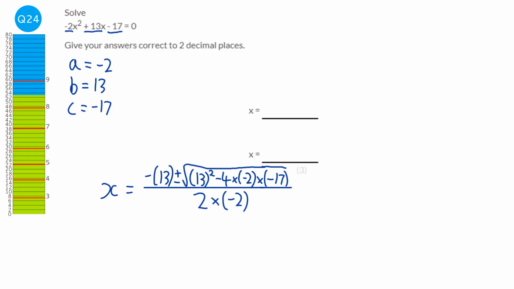We're going to first of all put that into our calculators with a plus there. And when you do it with a plus there, you get 1.813, and so on. And then what you're going to do is use your calculator to go back to this and change it for a minus. And when we do that, we get 4.686, and so on. And so to 2 decimal places, we've got 1.81 and 4.69.